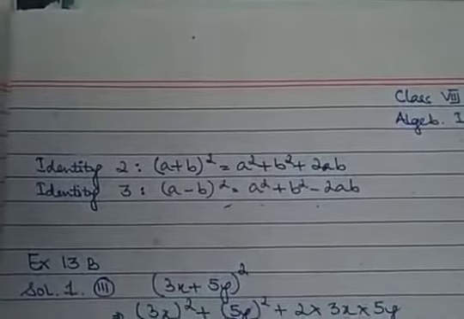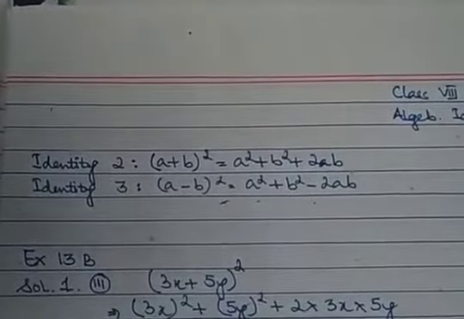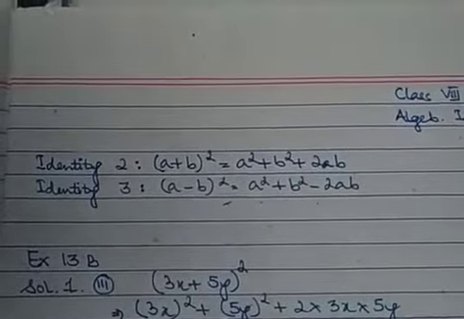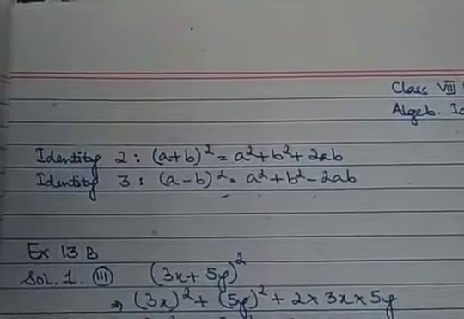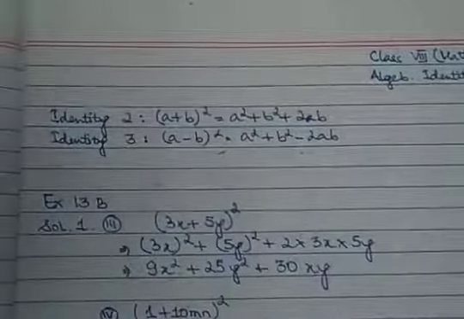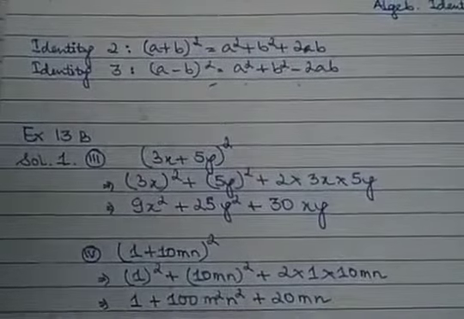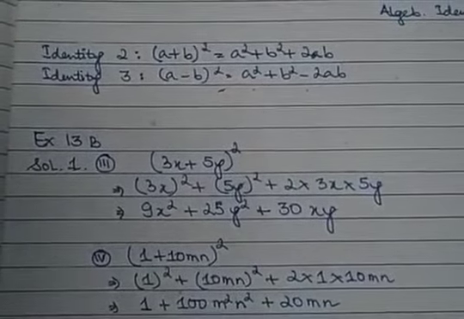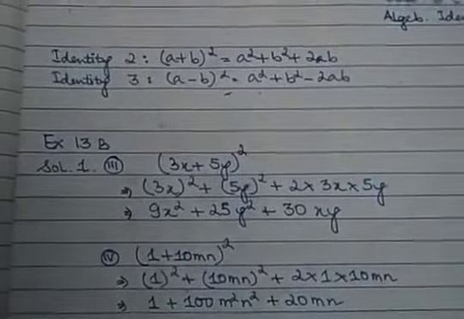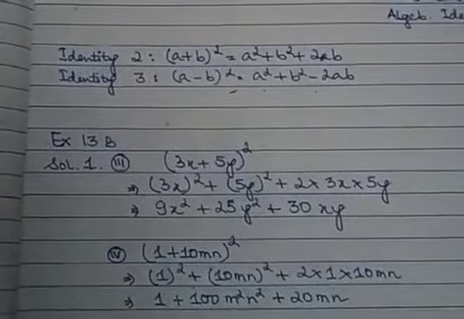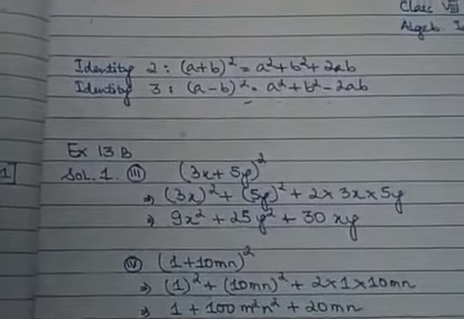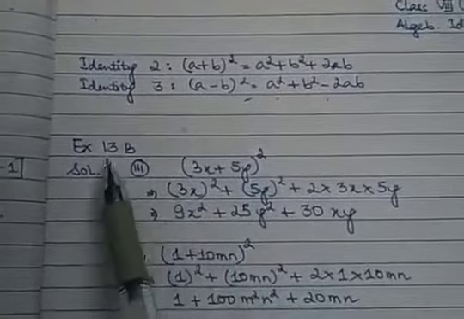That is, (a plus b) whole square equals a square plus b square plus 2ab, and (a minus b) whole square is a square plus b square minus 2ab. It's an easy one. Similarly, as I've already said, identities are applicable for the multiplication of terms, that too a binomial and a binomial. So what do we have in exercise 13b?